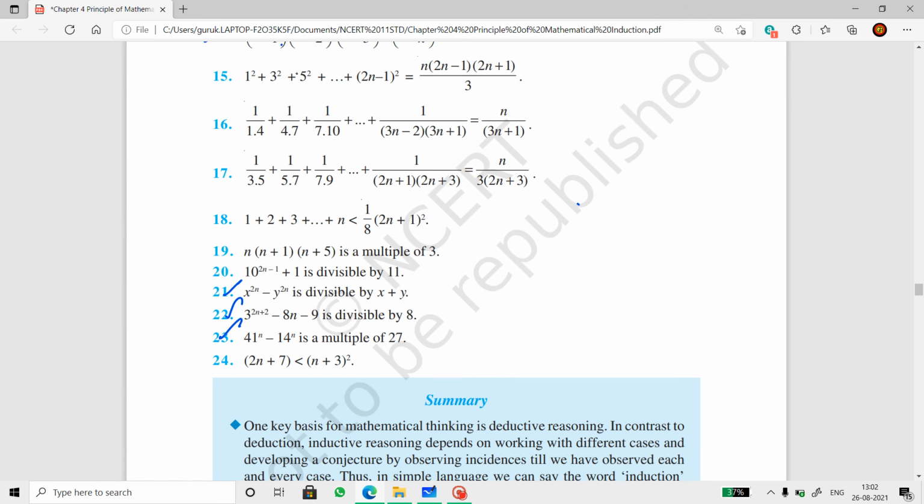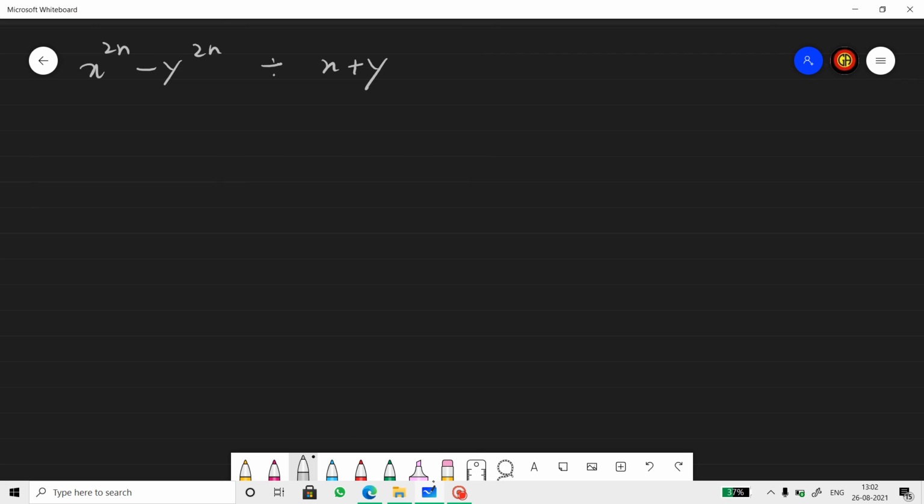So the type 3 questions are 20, 21, 23. In that, what I did now is 22. 20 and 23 numbers, so you can handle it. I would like to do the 21st question: x power 2n minus y power 2n divisible by x plus y. So P of n such that it is x power 2n minus y power 2n.